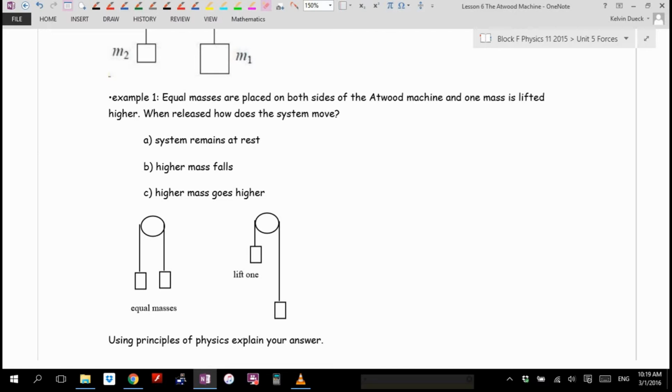Who says, got to be A, system remains at rest? 1, 2, 3, 4, 5, 6, 7, 8, 9, 10. So I can decide whether he raised his hand or just scratched his chin. That was very smooth. Are you voting A or no? Oh, no. Okay. So what did I say, 10? Who says, no, you lifted something up. Gravity's going to pull it down. The higher mass is going to fall down. No one. Who says the higher mass is going to keep going up? Everyone else?